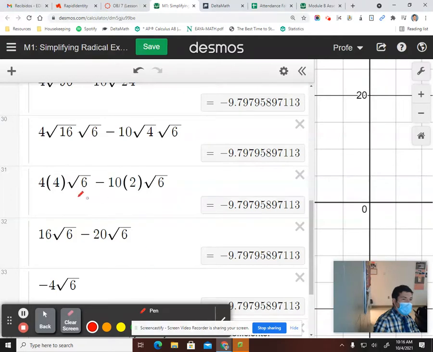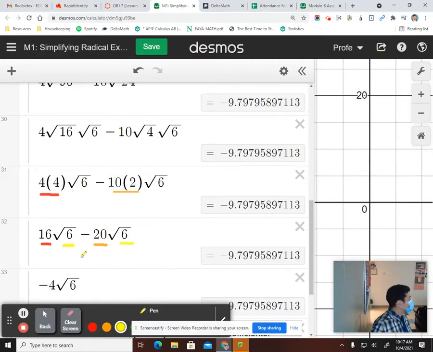Okay? Now I'm going to see what I can multiply. Well, 4 times 4 is 16. And 10 times 2 is 20. So now I have 16 root 6 minus 20 root 6. This worked out really nicely because both of my radicals are a square root of 6.